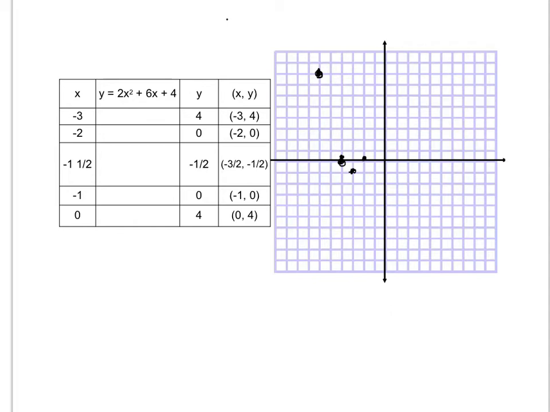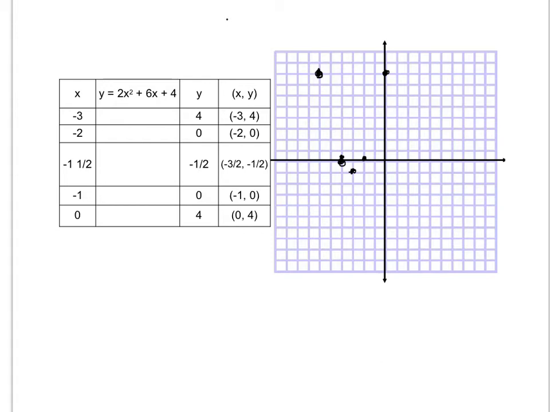And then I'm going to have a dot at 0, 4 up here. Now you can notice from my dots that these are curving upward, which is good because that's when I went and labeled my A value, which is positive 2. That said that I should trend upward with my graph. So it's going to open up. And notice you can see the U-ish shape here.